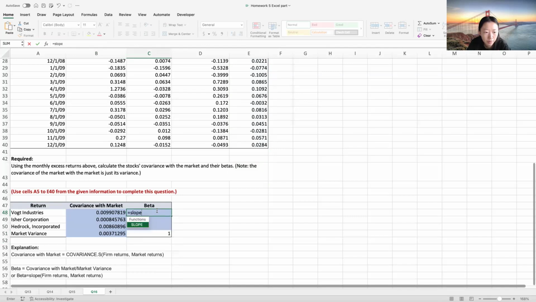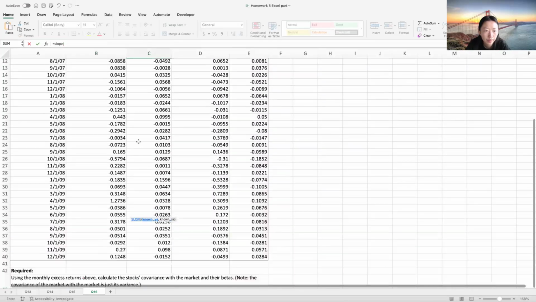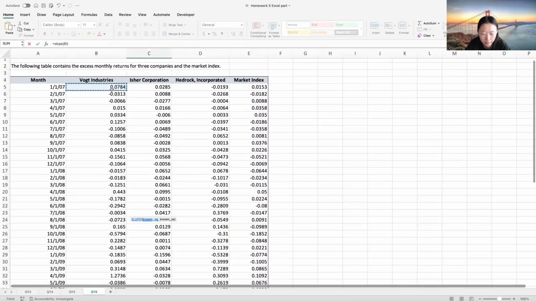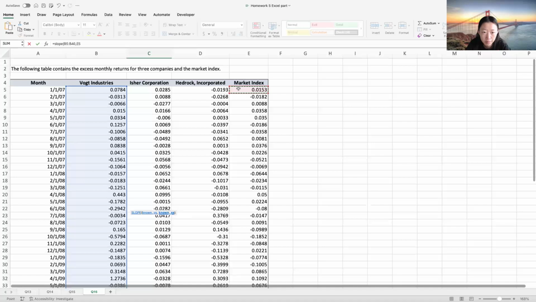you can use the slope function. We're basically estimating this linear model. So y will be the individual stock's return, and x will be the market return.